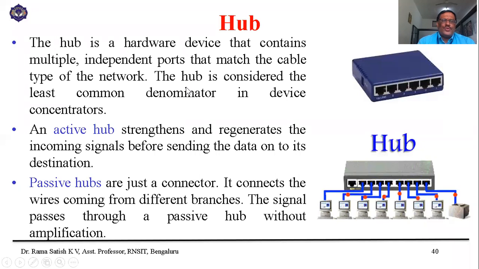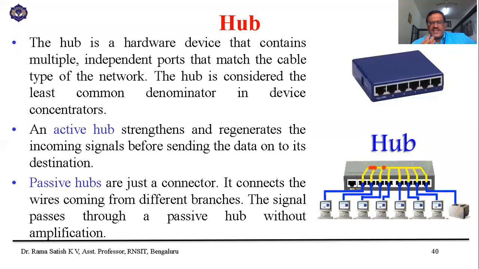There are two types of hubs, active hub and passive hub. Before that, a hub is a device that contains multiple independent ports that match the cable type of network, and hub is considered as the least common denominator in the device concentrators. You have two hubs. One is active hub. Active hub strengthens and regenerates the incoming signals before sending data to the destination. So it acts like a repeater. So active hub is a regeneration of the signals.